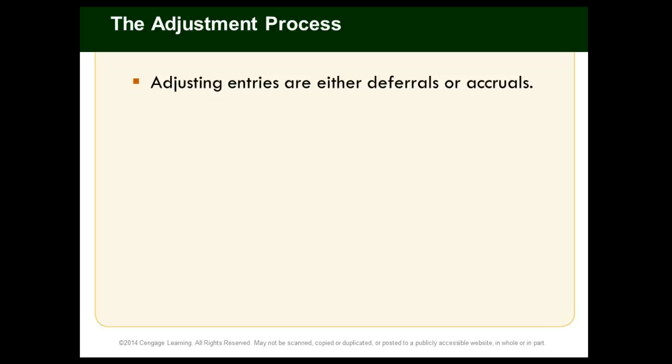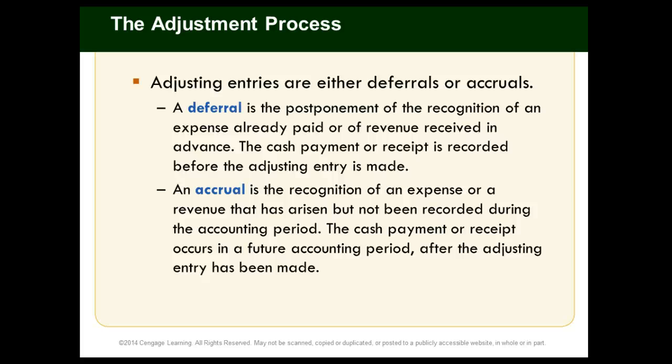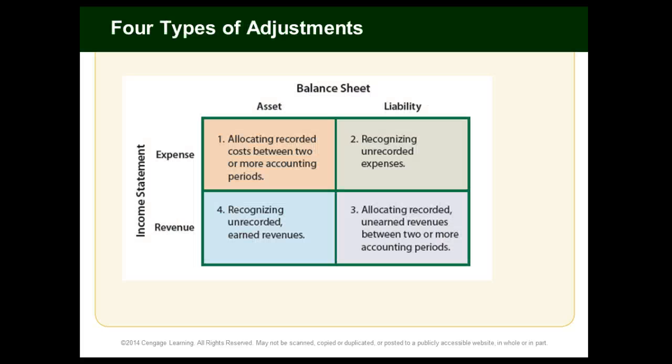When we talk about adjusting entries, there are two types. One is called a deferral, and one is called an accrual. A deferral is the postponement of the recognition of an expense already paid or of revenue that was received in advance. So the cash payment or the receipt happened, but we haven't made the adjustment yet. In an accrual, we recognize the expense or the revenue, but it hasn't been recorded yet in the period. So the cash piece of it is going to happen in the future, but we have to show either an expense or a revenue. So you've got deferrals and you've got accruals, and we're going to go through what the two different ones are about.